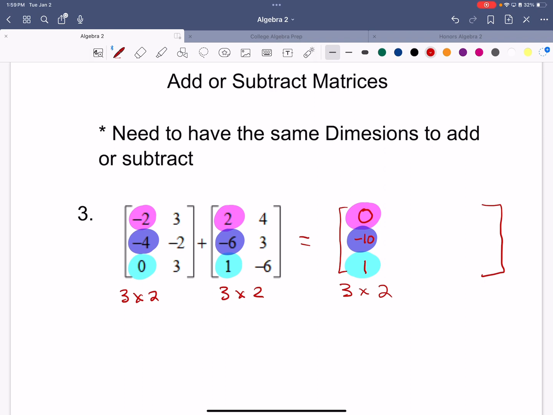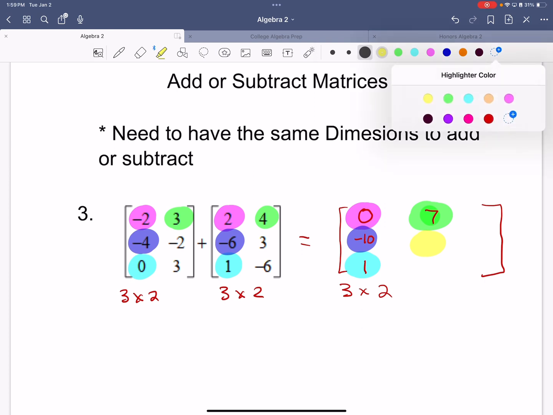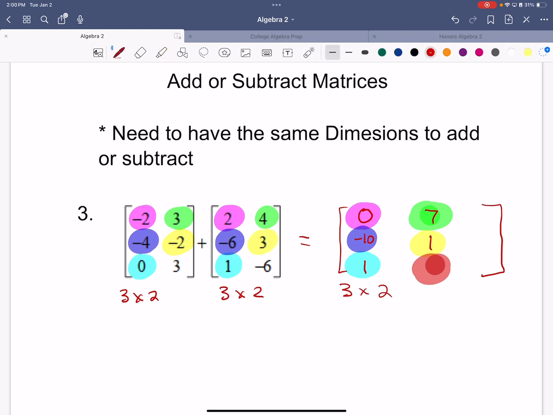All right. Next one. Because we're having so much fun with the colors, I made this way too big because I was going to do it a different way, but the colors work, right? What's 3 plus 4? 7. Go ahead and see if you can figure out the other two elements. See if you can figure out the yellow one, and see if you can figure out the red one. So the yellow one's going to be negative 2 plus 3, which is 1.